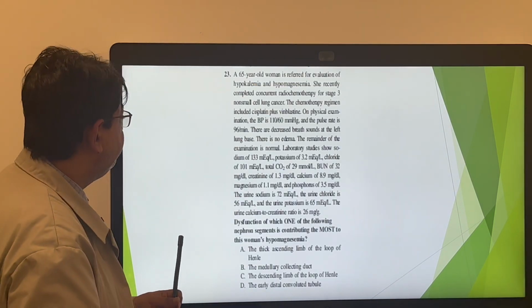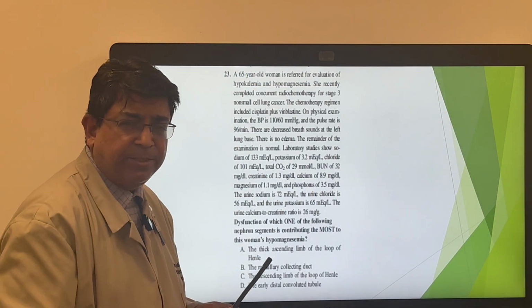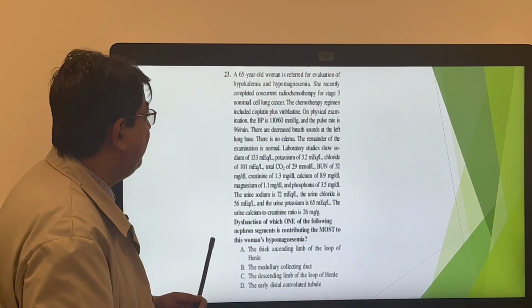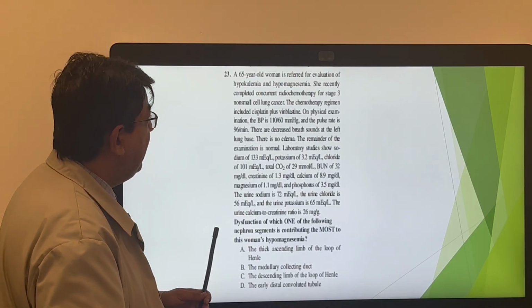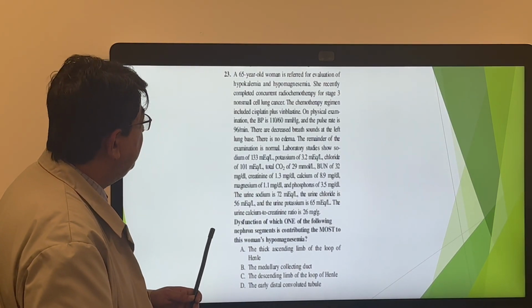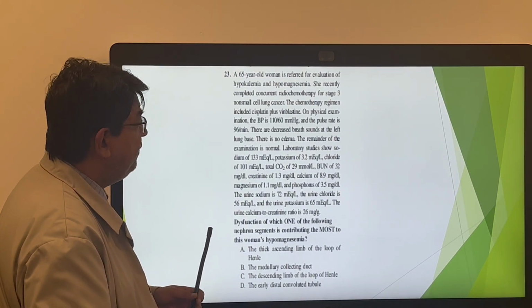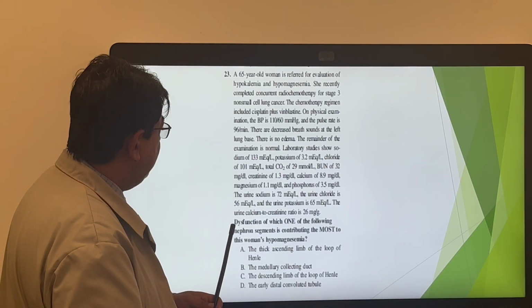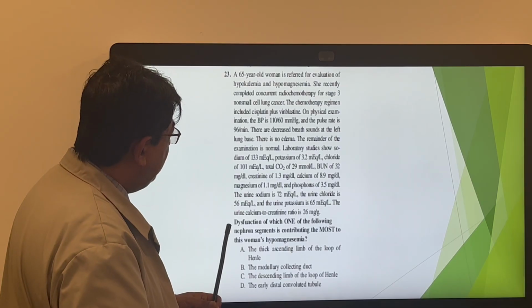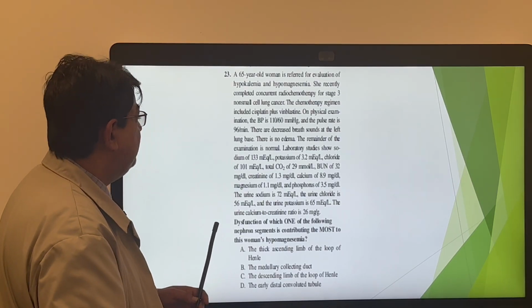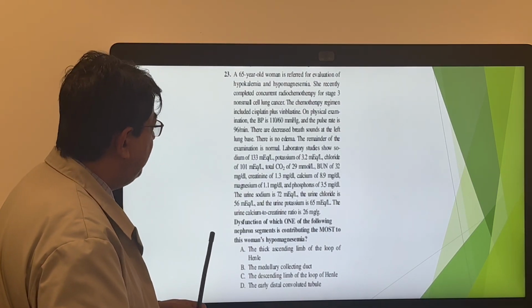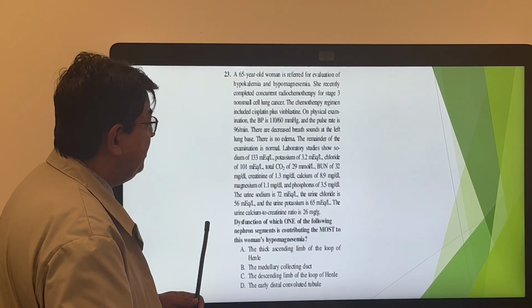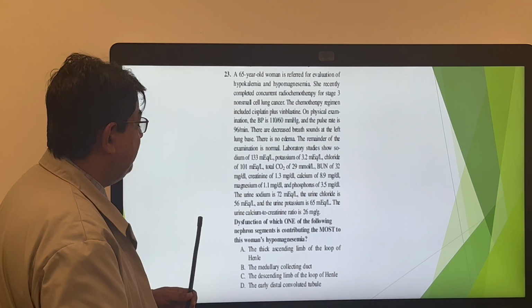Next slide. So let's do a question to stimulate our thinking. A 65-year-old woman is referred for evaluation of hypokalemia and hypomagnesemia. She recently completed concurrent radiochemotherapy for stage 3 non-small cell lung cancer. The chemotherapy regimen includes cisplatin plus vinblastine. On physical exam, the blood pressure is 110/60, the pulse rate is 96. There are decreased breath sounds at the left lung base. There is no edema. The remainder of the exam is normal.